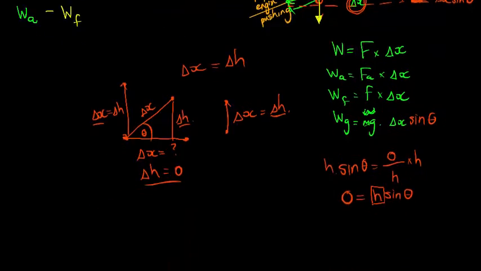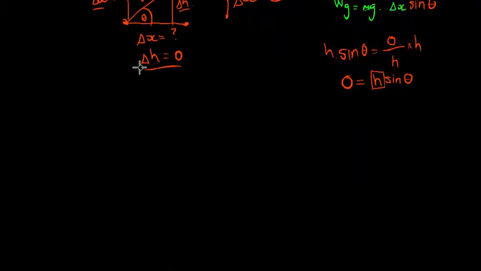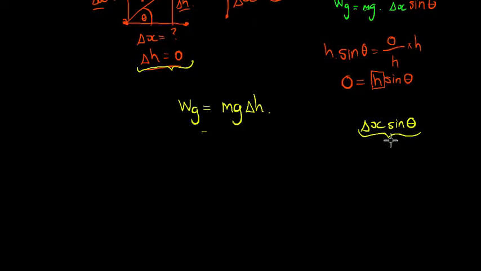So what is the work done by gravity if I'm not changing height? The work done by gravity is mass times gravity times the change in height. Now the change in height is delta x sine theta, but that's only if I don't know what the change in height is, then I'll use this. If I know what the change in height is, I'll just use the change in height.